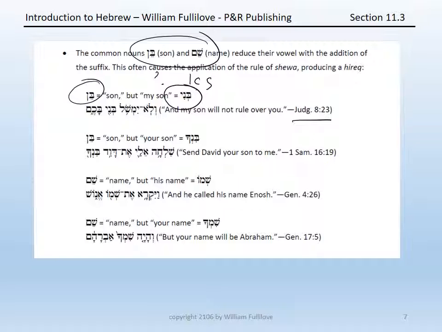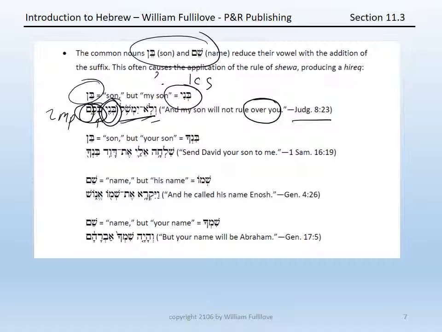Judges 8:23, Yimshol b'ni bachem, and not Yimshol. Yimshol, will rule, is a qal imperfect of the verb mashal. B'ni, my son, bachem. This is the preposition bet plus the second masculine plural suffix. It's an object suffix of the preposition, over you, you being masculine plural. And my son will not rule over you.